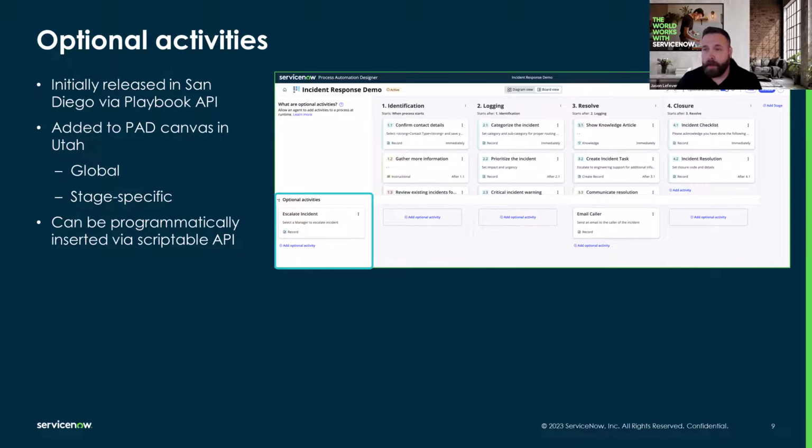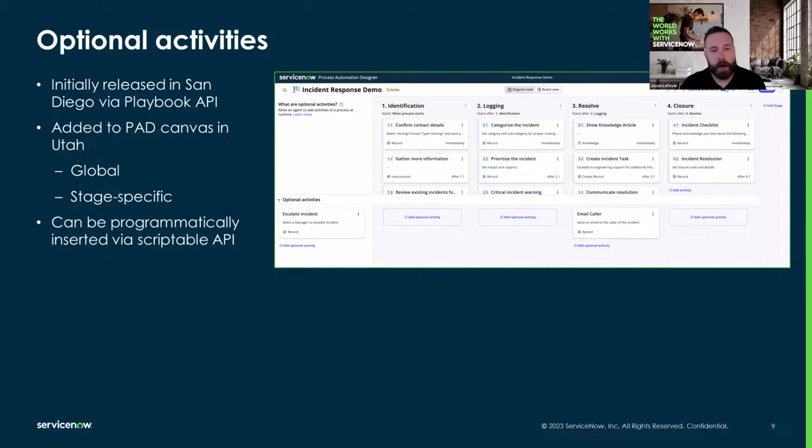Global optional activities, and what this means is any activity that's considered global can be inserted at any point in my process. And then we have stage-specific optional activities. These are activities that can be inserted when the specified stage is in progress when I'm running my playbook. The other option is that you can programmatically insert optional activities into a running playbook via a scriptable API.